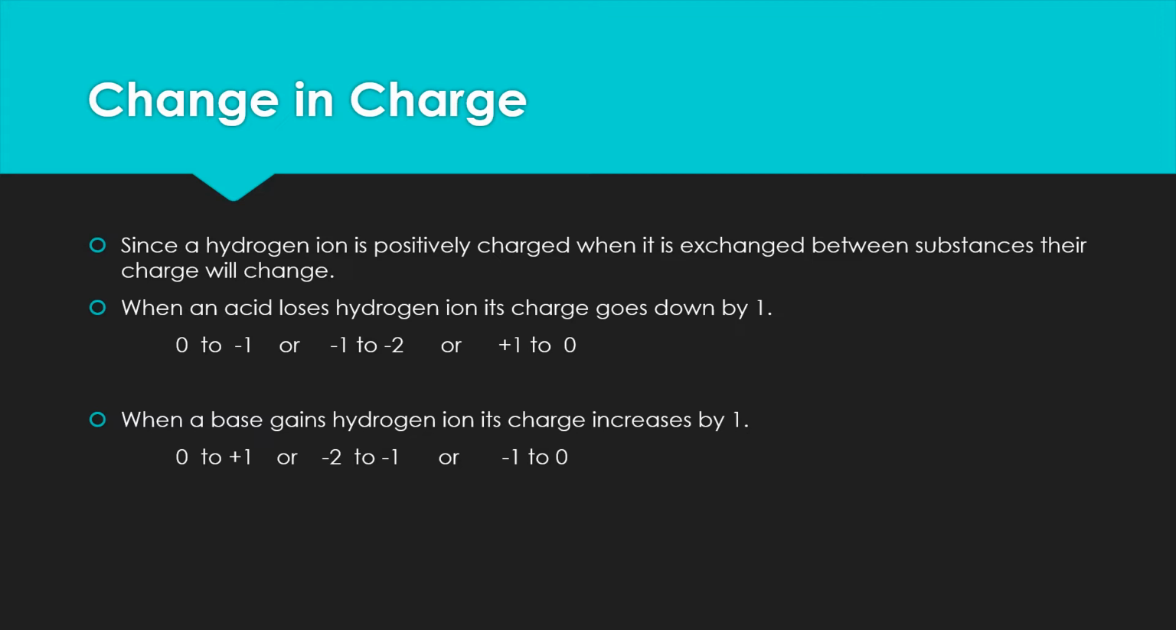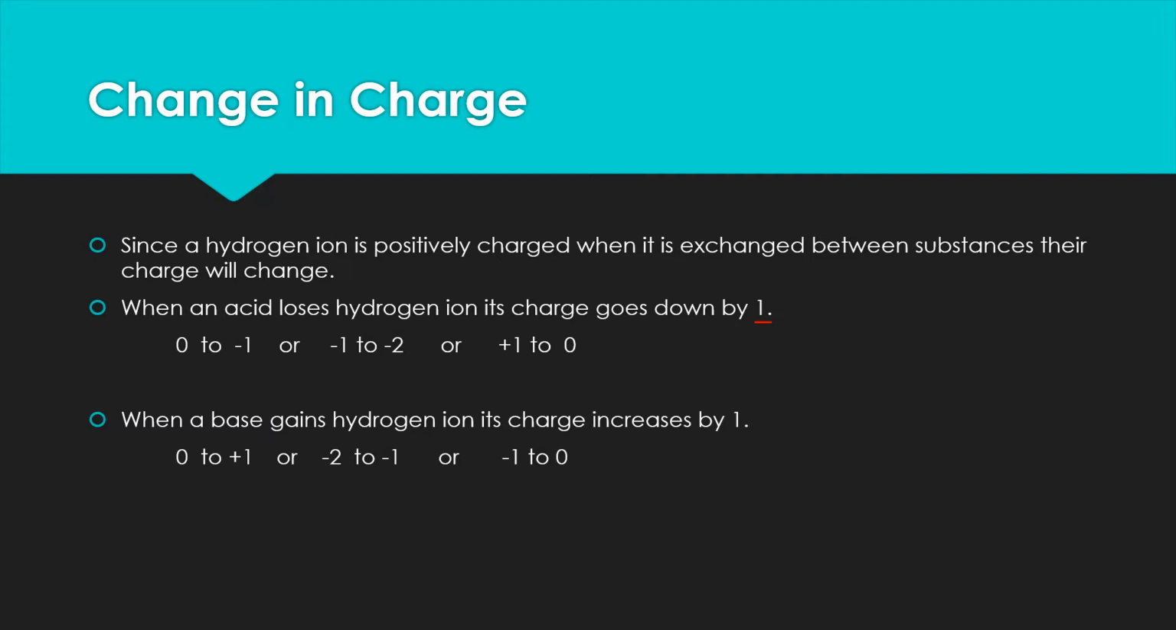So when an acid loses a hydrogen ion, its charge goes down by 1. Because we're getting rid of something positive, our chemical that's left over loses charge, or goes down by 1. It becomes more negative. So if it was at 0, it becomes -1. If it was a -1, it becomes a -2. If it was a +1, it would go down to 0. It just depends on where you're starting. We're going to drop it by 1.